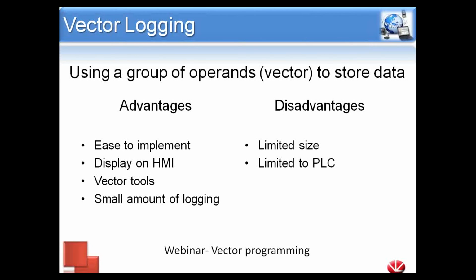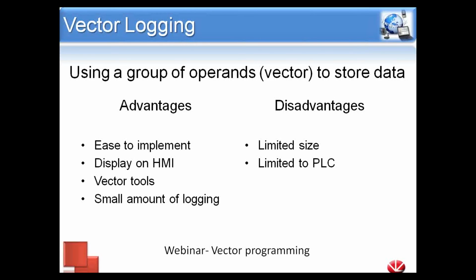The first data logging option that we will discuss is vector logging. Vector logging uses a group of operands, known as a vector, to store data. An example of a vector would be MI0 to MI19. This would be a vector of 20 MIs.